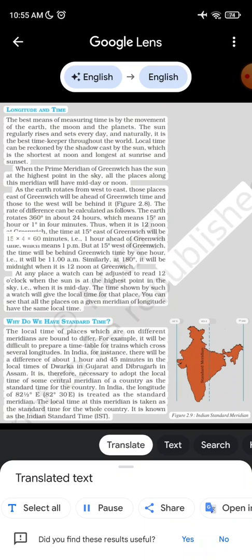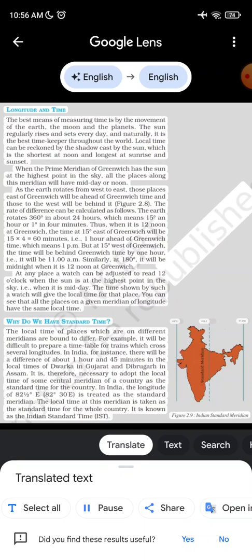Thus, when it is 12 noon at Greenwich, the time at 15 degrees east of Greenwich will be 15 times 4 equals 60 minutes, i.e. 1 hour ahead of Greenwich time, which means 1 p.m. But at 15 degrees west of Greenwich, the time will be behind Greenwich time by 1 hour, i.e. it will be 11 a.m. Similarly, at 180 degrees, it will be midnight when it is 12 noon at Greenwich.